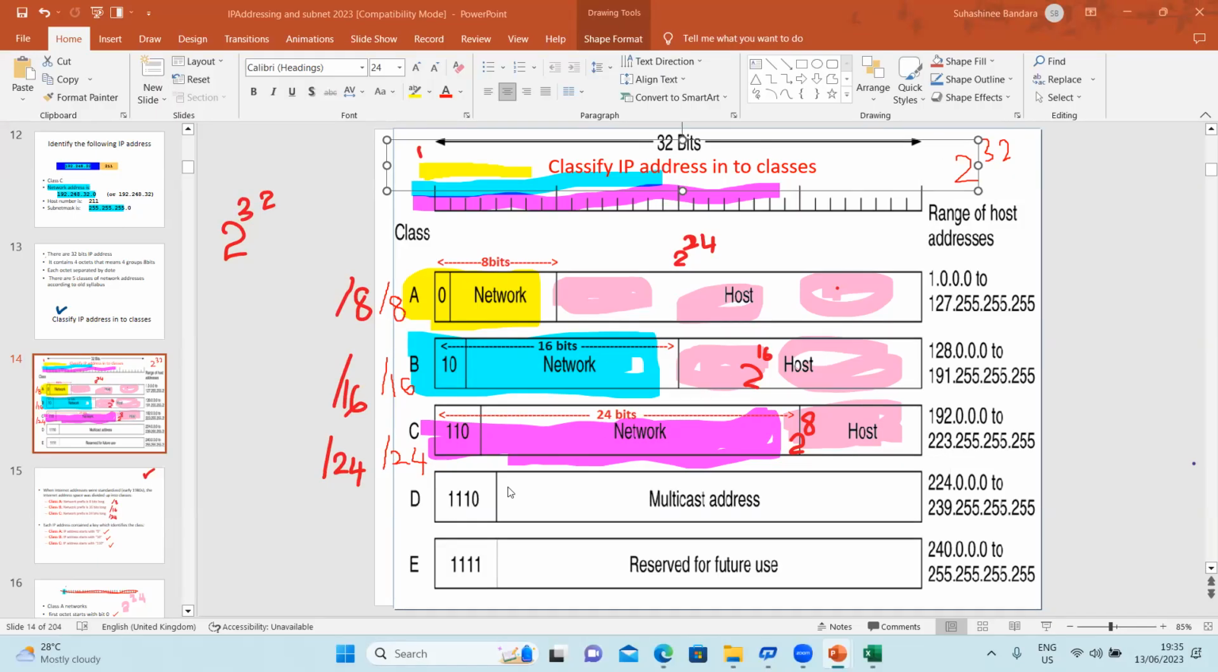Class D, we are not assigning host numbers separately. Only the range starting from 224 to 239, finishing at 239. Then the next one is 240 to 255. Okay, so we are not assigning devices for that. Just draw from this one.